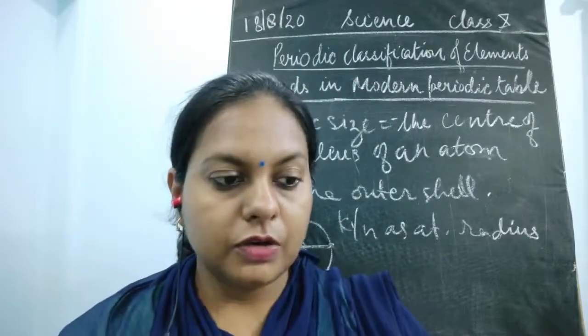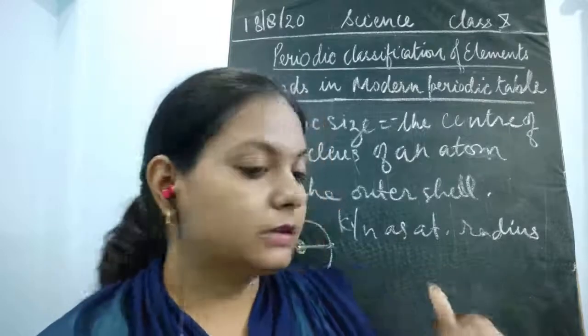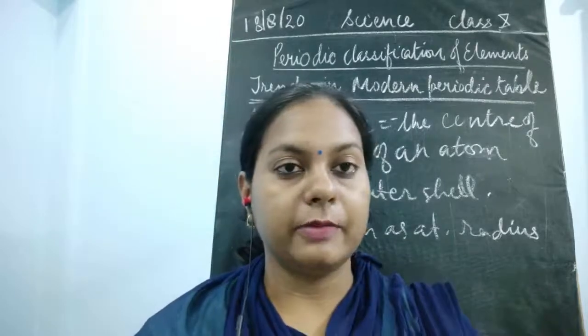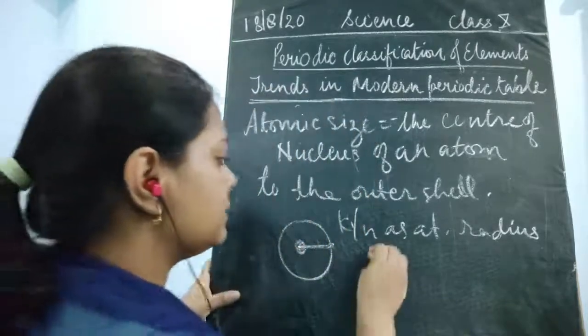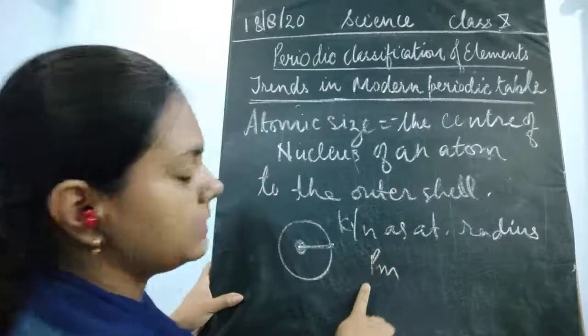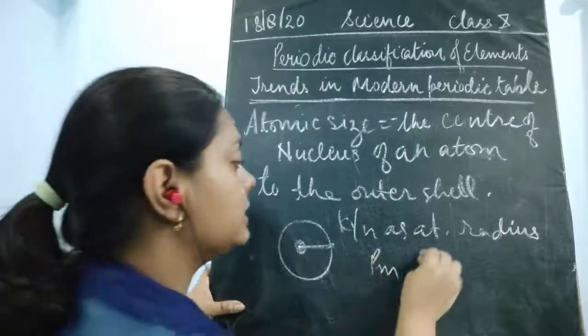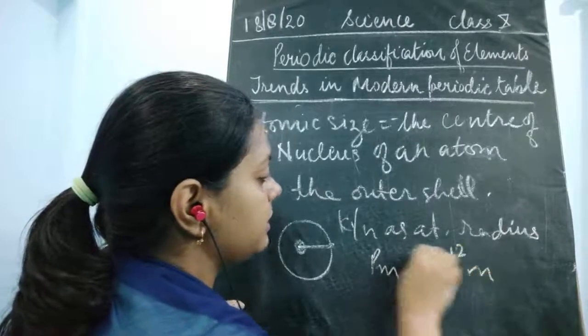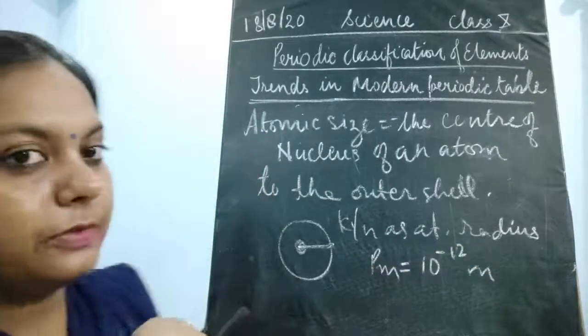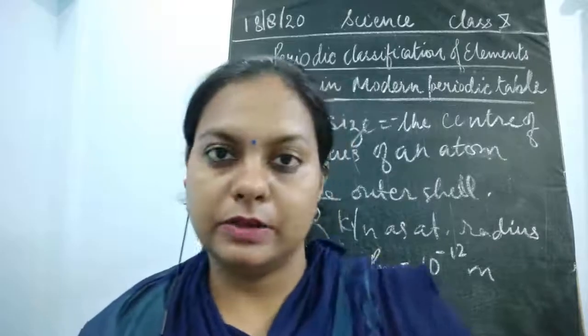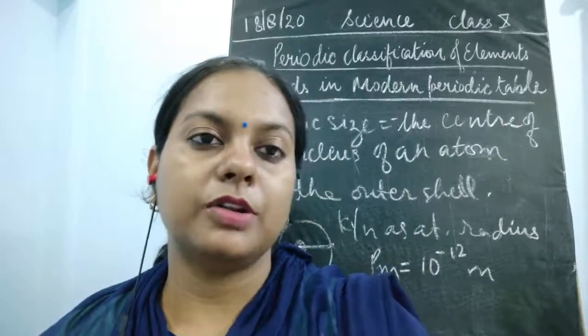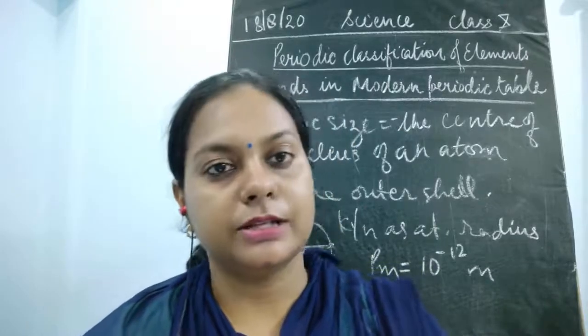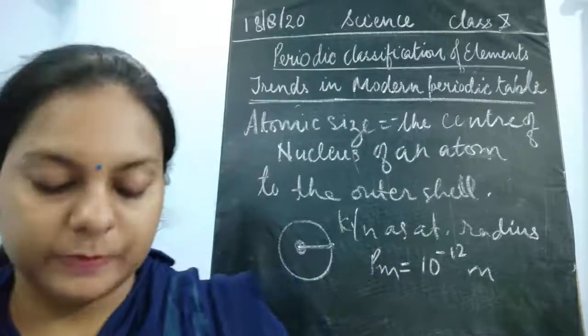Fine. So it is measured in picometers, written as PM, that is equal to 10 to the power minus 12 meters. 1 picometer is equal to 10 to the power minus 12 meters. Okay, it is such a small unit, and we can easily measure this atomic size in picometers, children.